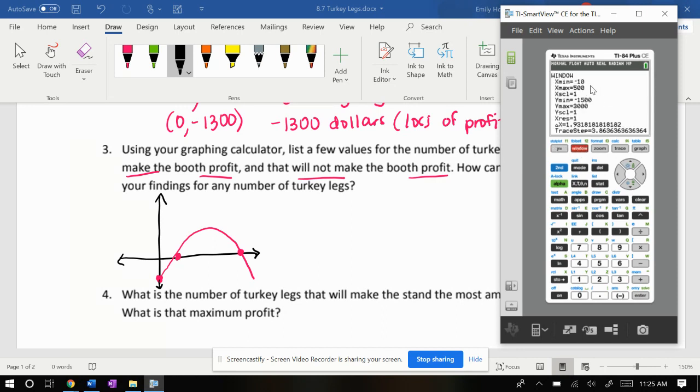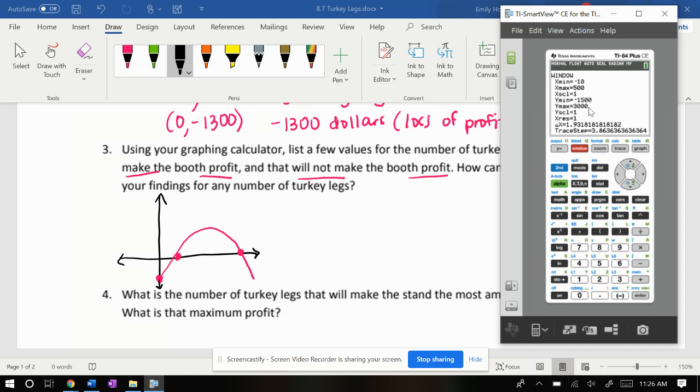So my window, I was thinking of turkey legs, like, all right, I can't sell negative turkey legs, but I can at least go backwards so I can see that part of the graph. I went ahead and just made my turkey legs 500. Like, what if I sell 500 turkey legs? What's going to happen? Then my y minimum, I chose negative 1,500 because my lowest is negative 1,300. So I wanted to be able to see my graph, so I went a little lower than 1,300.